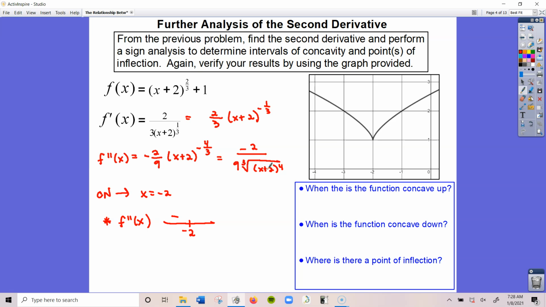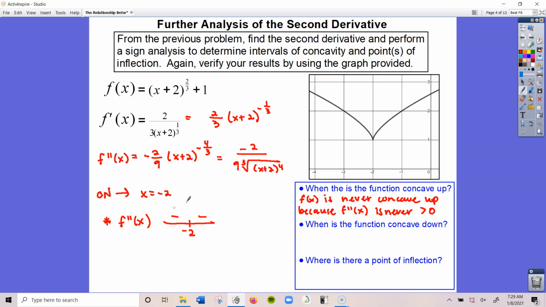It would be negative 1 plus 2, so it would be positive. So a negative divided by a positive is also a negative. So we can see here, because the second derivative is only negative, to answer this question, when is the function concave up, we would say f of x is never concave up, because f double prime of x is never greater than 0.